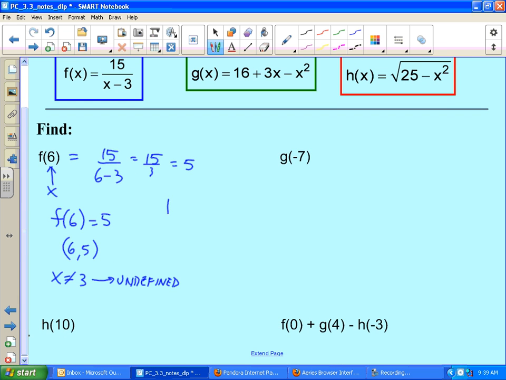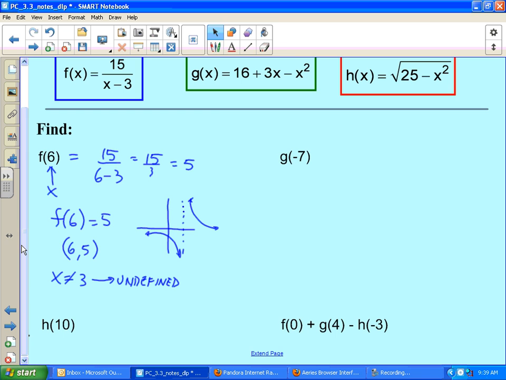So real quick sketching wise, this would look something like, there's my vertical asymptote at 3. And it's going to look something like this. Because I'm going to have an asymptote horizontally at y equals 0, and I have this asymptote vertically at x equals 3. Again, just getting a quick idea of the sketch. If I were to do domain and range on that, we can say, hey, that's a function because it passes the vertical line test.